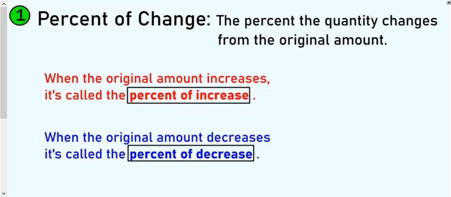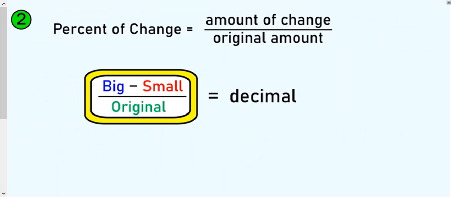Okay, so if your original amount increases, it's percent of increase. If your original amount decreases, percent of decrease. Go ahead and pause the video here. Make sure you write this information down in your notes. Alright, so this video will be going through examples, working to find how different quantities are changing, if they're increasing or decreasing. This next slide, I would like you just to write down this information.